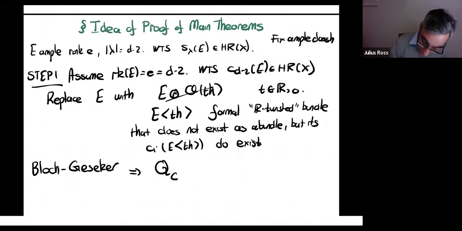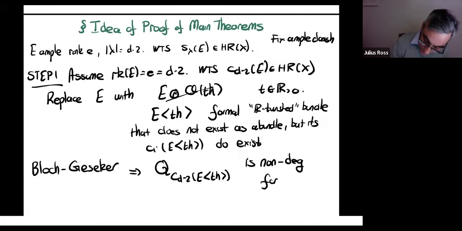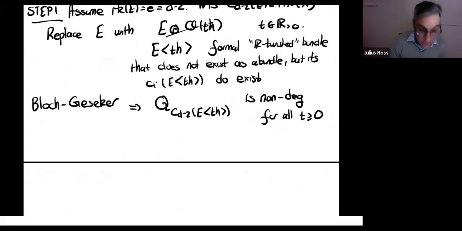This tells me that this bilinear form that I'm interested in, not of E, but of E twisted by tH, is non-degenerate for all t, let's say bigger than or equal to 0. You've only added positivity when you do this twist. So you have this matrix, it's non-degenerate, so the signature doesn't change as t varies, because it never picks up a 0 eigenvalue.